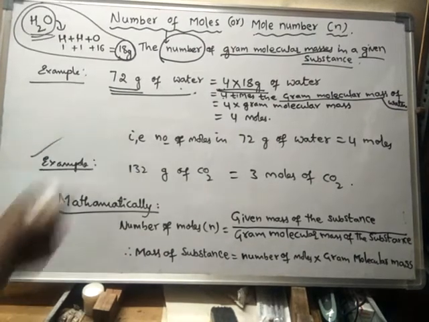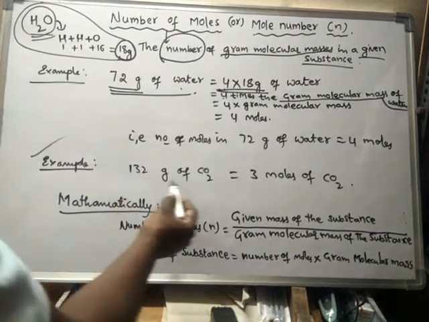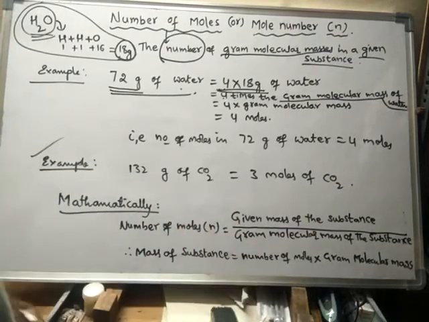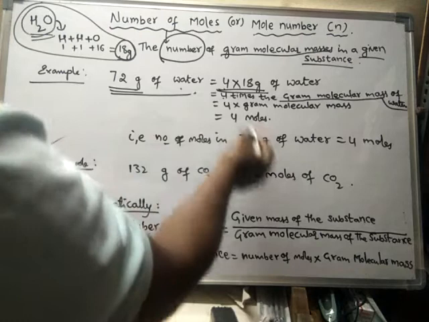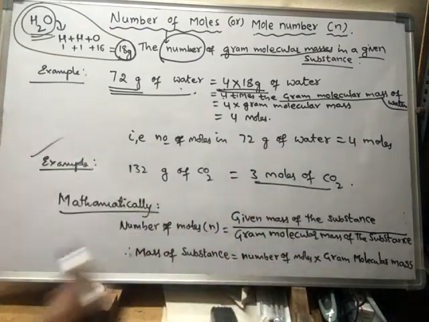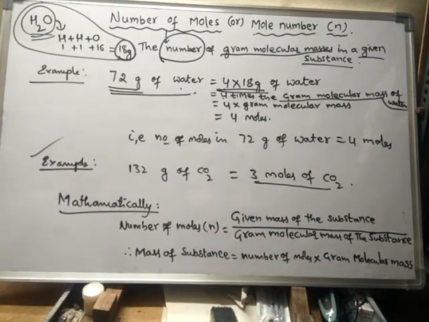Another example: 132 grams of carbon dioxide is equal to how many moles? In the same way, if you calculate, finally you will get 3 moles of carbon dioxide. So like this, we can calculate the number of moles.